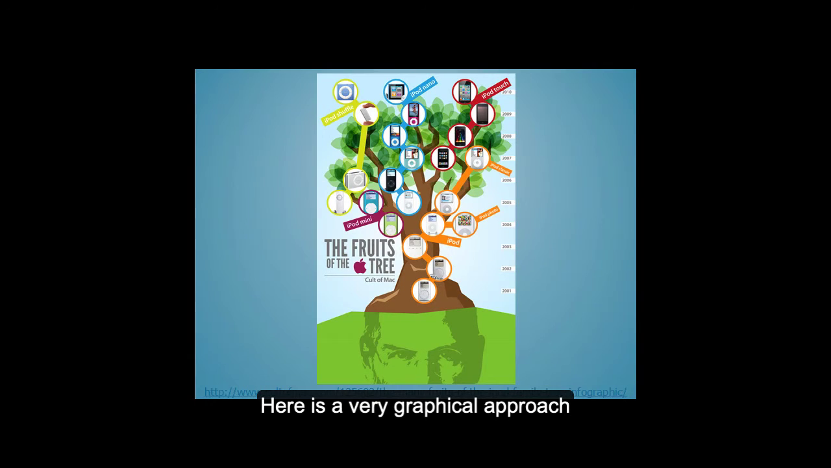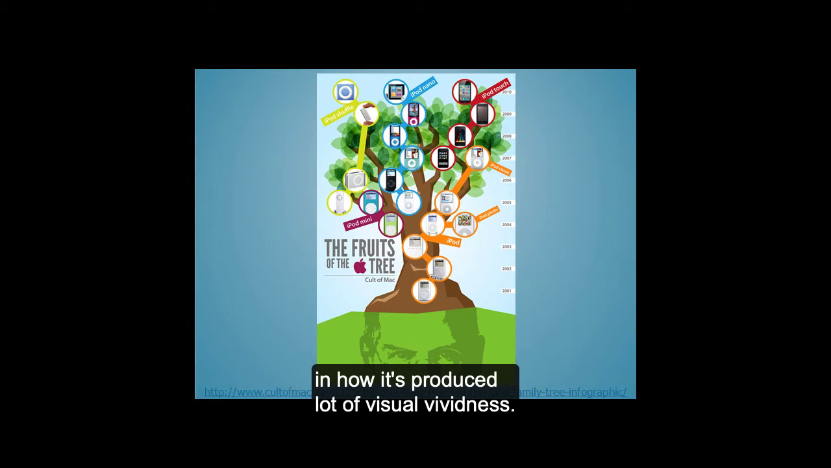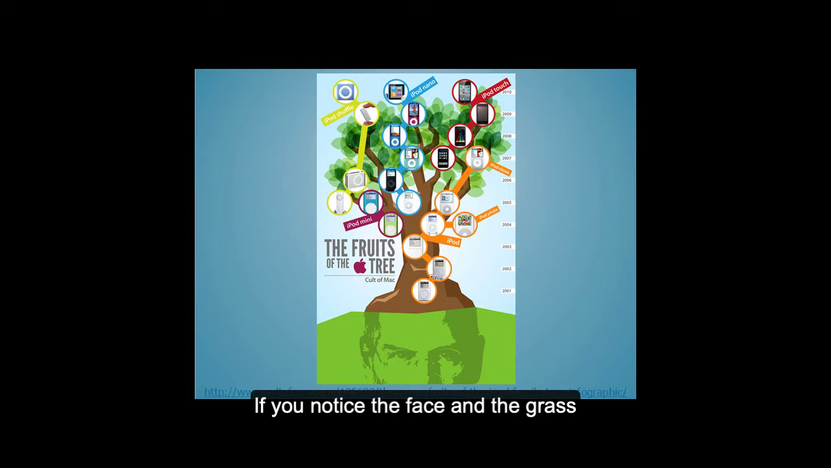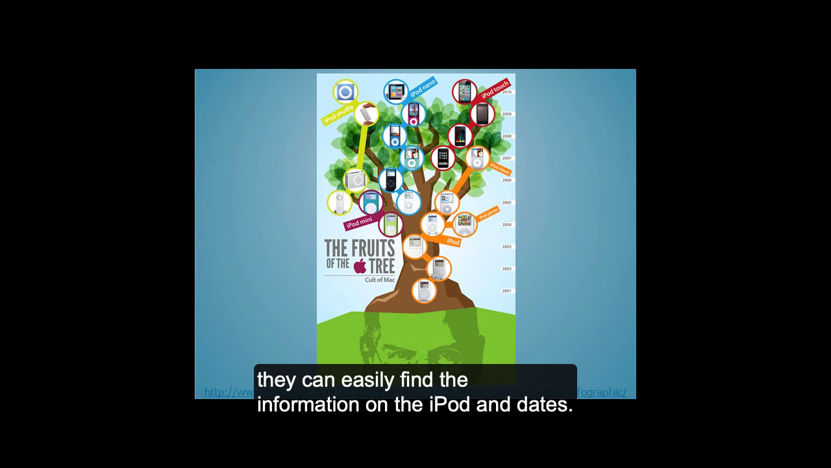Here's a very graphical approach to a schematic, and it's sort of a timeline. If you look on the right side, we've got some dates there, and it kind of references the family tree in how it's produced. A lot of visual vividness, if you notice the face and the grass, which isn't noticeable initially. So there's a lot to it. For those seeking that visual vividness, they will look at it for a while. For those looking for information, they can easily find the information on the iPod and dates.